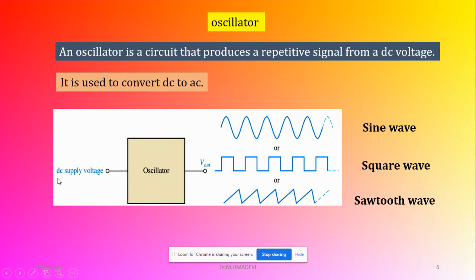See here, this is a DC supply voltage which is given to the oscillator, and we will get the AC output. It may be a sine wave, or a square wave, or a sawtooth wave.